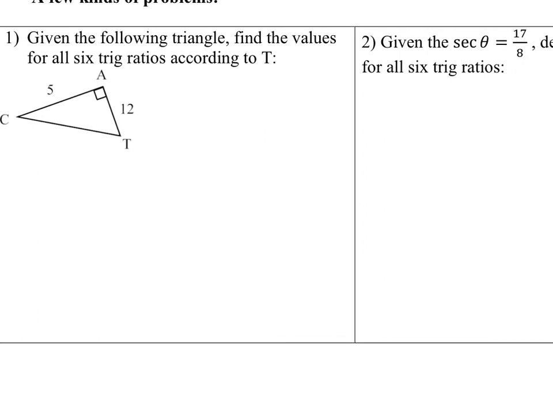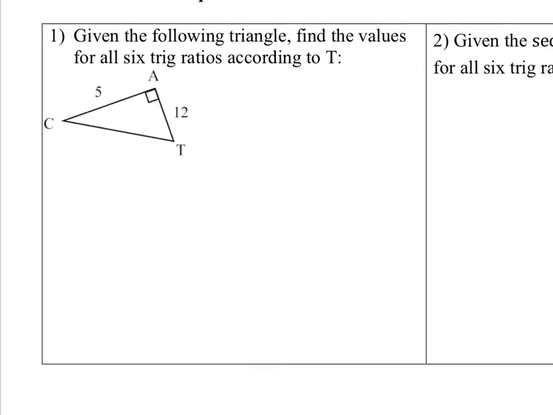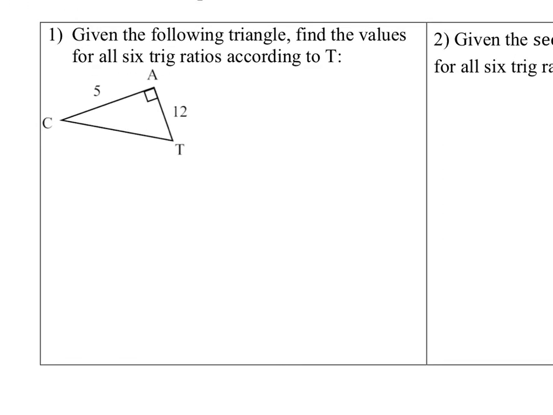So over here for number 1, given the following triangle, find the values for all 6 trig ratios according to t. Now, since they're giving me 2 sides of a right triangle, I can find the third. So this is the time to remind you of how to find the third side of a right triangle. That's the Pythagorean Theorem.